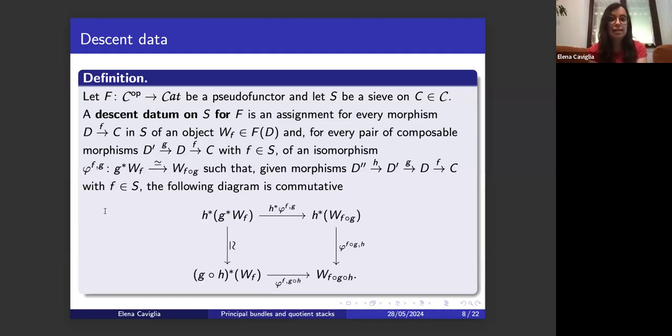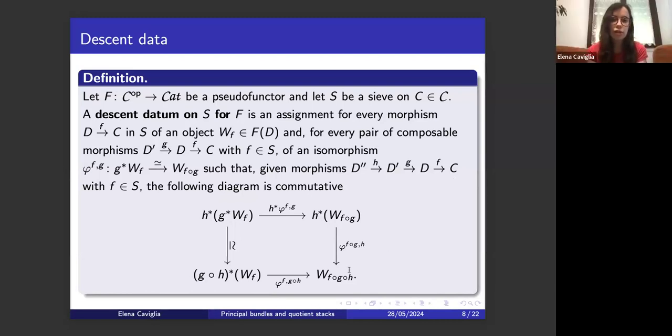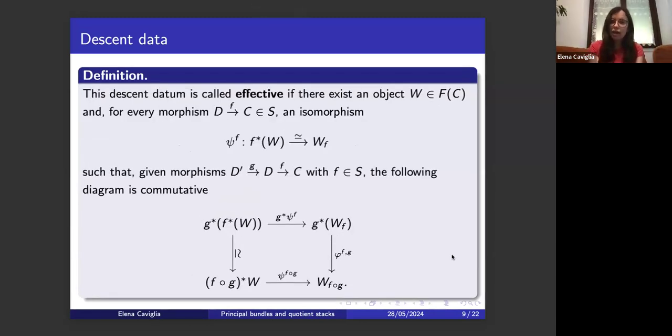And moreover, these isomorphisms need to be compatible with respect to composition as well. So if we have a chain of three morphisms, we have this commutativity condition that is called the cocycle condition that relates all the isomorphisms that we have in play in this situation. It's not so important, but it's just a coherence condition for these isomorphisms. And once we have a descent datum, we say that it is effective if we can find an object, W, this time in the image of C, which was the object for which S is a sieve.